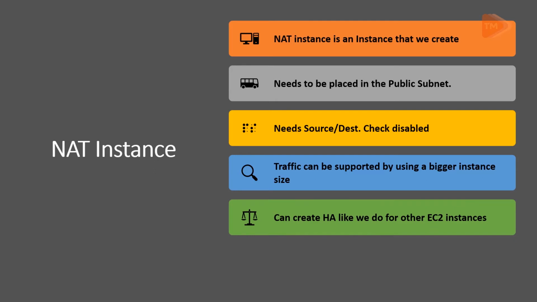We can also go ahead and create high availability like we do for EC2 instances. So what I was saying, if one NAT instance fails, you can go for another NAT instance. Basically, a high availability infrastructure can be created. If one goes down, the other will automatically spin up, and every other instance that is pointing to this particular NAT instance will point to the new instance instead. That can be created, but again, like I said, this is something you have to do on your own.